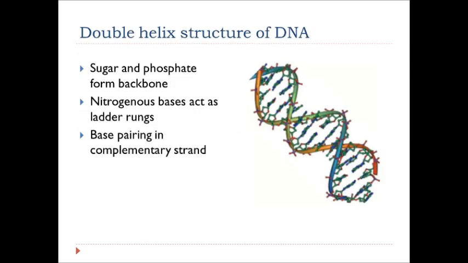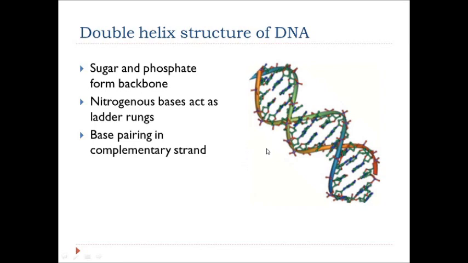DNA has this double helix structure. I'm sure you've seen this before. Oftentimes this is compared to a ladder kind of being twisted. So the handles of the ladder are made up of a sugar and phosphate backbone, and the ladder rungs are made up of these nitrogenous bases. So there's going to be a nitrogenous base on either side, and it's going to want to pair with a specific nitrogenous base on the other side.